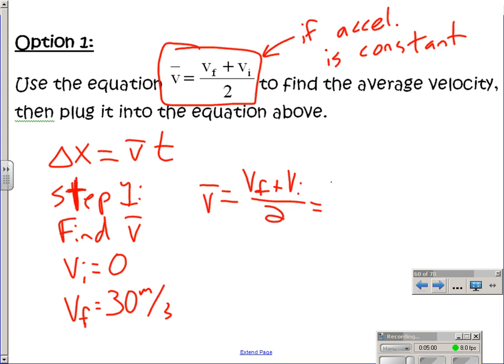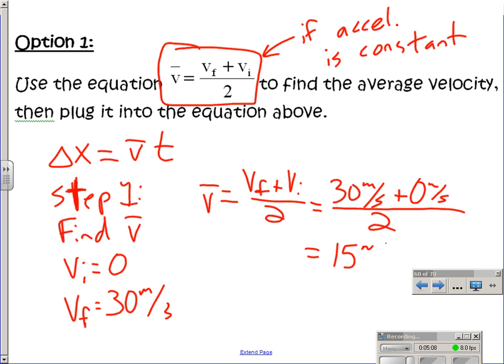So our final velocity is 30 meters a second. Initial velocity was 0 meters a second. Add them up, divide by 2, and you get an average velocity of 15 meters a second. What this number is telling us is that while the car is driving, it averaged 15 meters each second. At the beginning, because it started out very slow, it probably went less than 15 meters every second. But by the end, it was probably going more than 30 meters each second because it was speeding up. But on average, it went 15 meters each second.